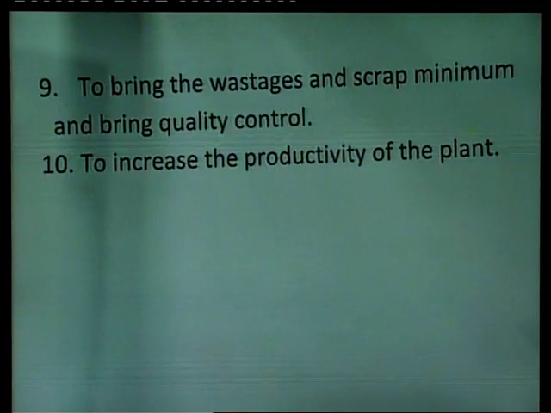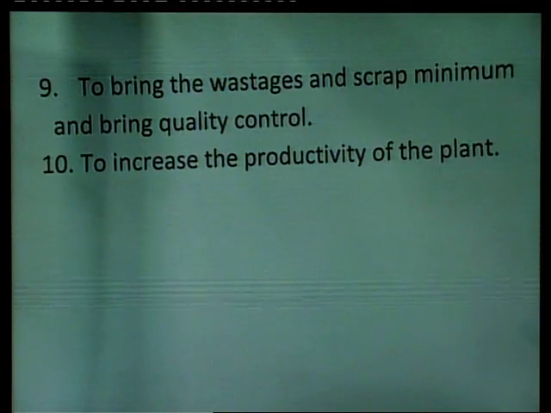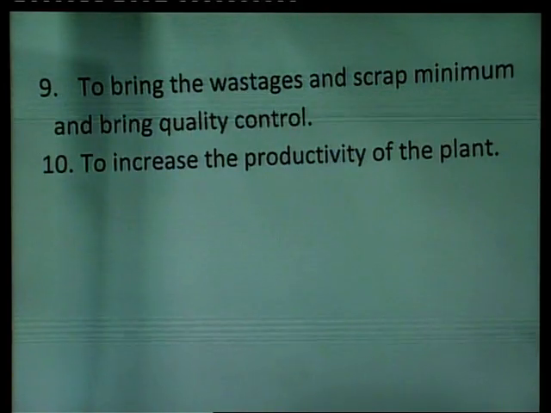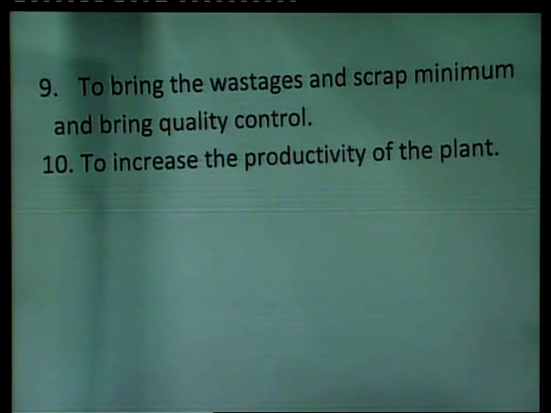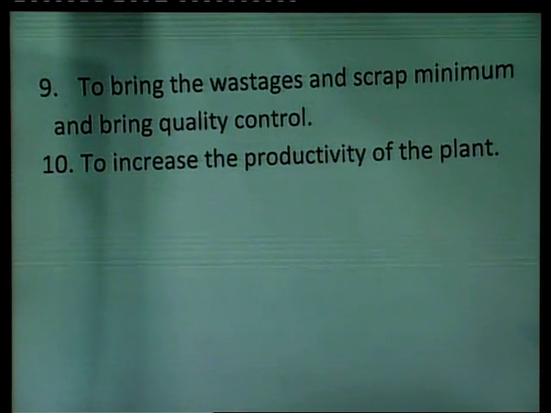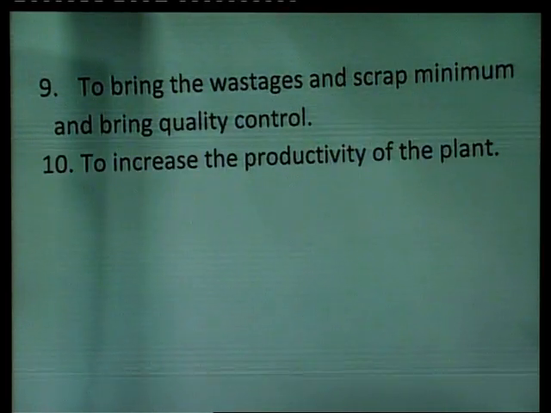Next one is that it increases the productivity of the plant. The productivity of the plant is also increased. Next one is to achieve the production targets. To improve the production targets, maintenance is also necessary. It also reduces the severity of the expected failure. The next one is to meet the emergency maintenance, which is the tool for crisis management.